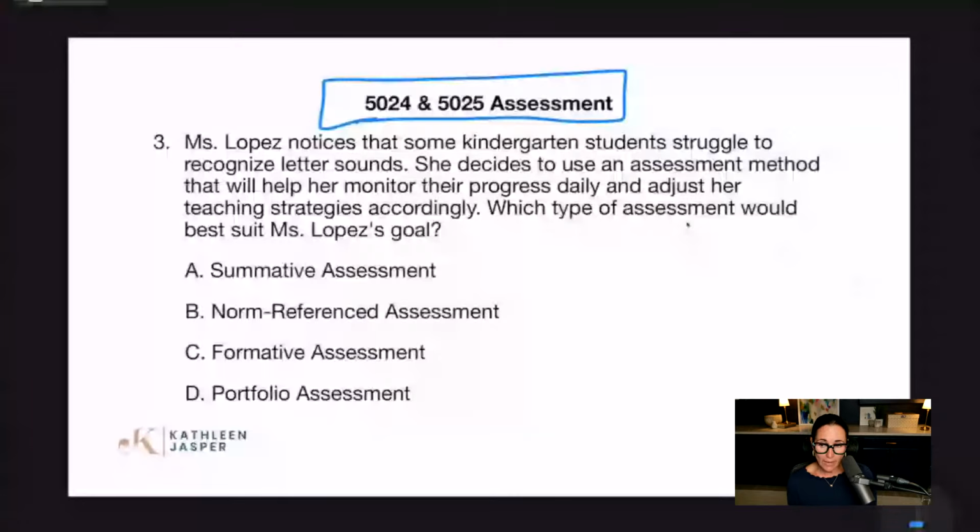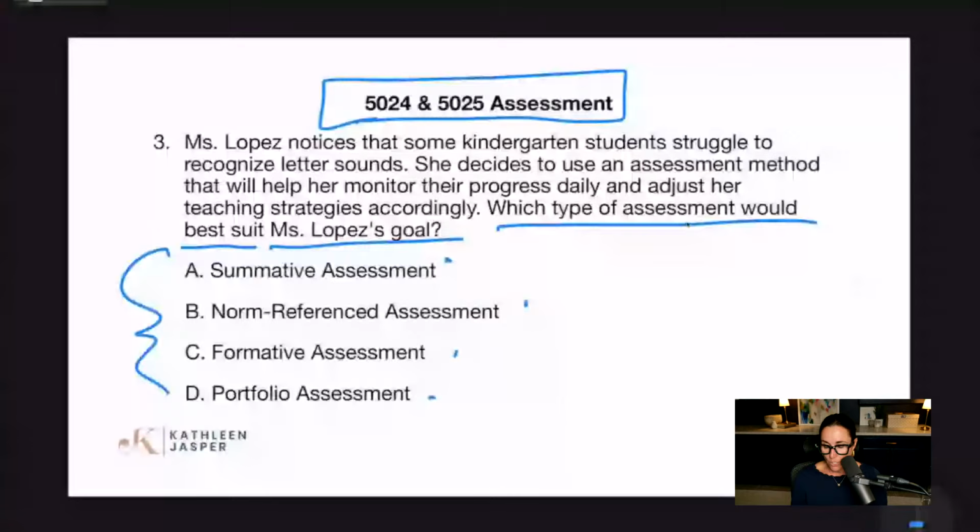Now, I can't really work backwards on this one. Notice I have summative, norm reference, formative, and portfolio assessments, okay? So I can't do much here. I have to figure out which type of assessment would best suit Ms. Lopez's goal. Well, what's the goal? Let's have a look. Ms. Lopez notices that some kindergarten students struggle to recognize their letter sounds. She decides to use an assessment method that will help her monitor their progress. Ooh. Keyword in the question stem, monitor progress daily and adjust her teaching strategies accordingly. Which type of assessment would best suit this goal?